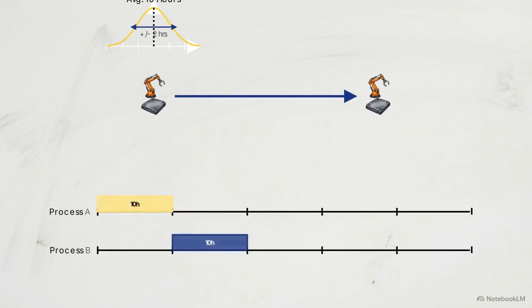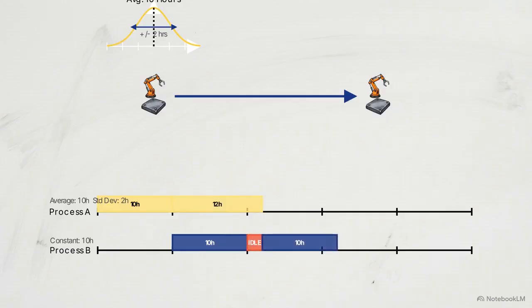Here, process A feeds process B. Both are perfectly balanced with an average processing time of 10 hours. But process A has a standard deviation of 2 hours, while process B is a constant 10 hours. When normal fluctuation causes process A to take 12 hours, process B is starved of inventory. It sits idle. That time is lost and cannot be made up.